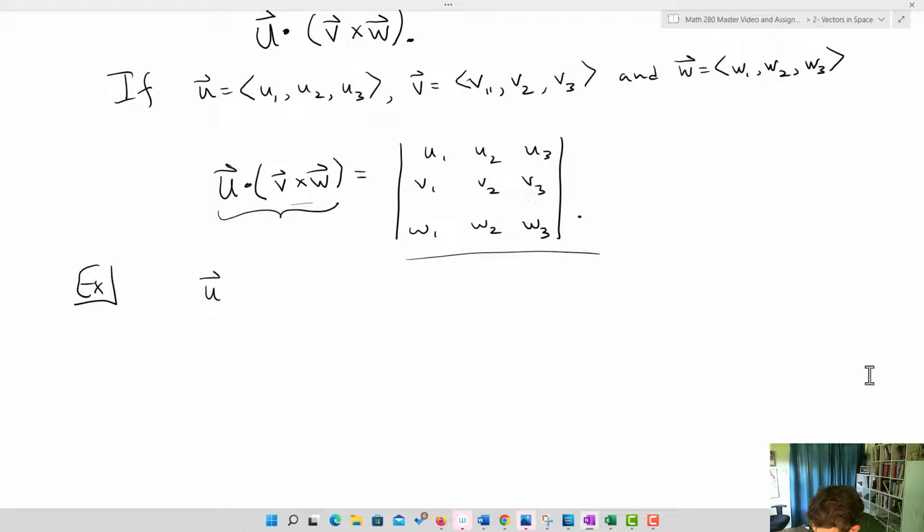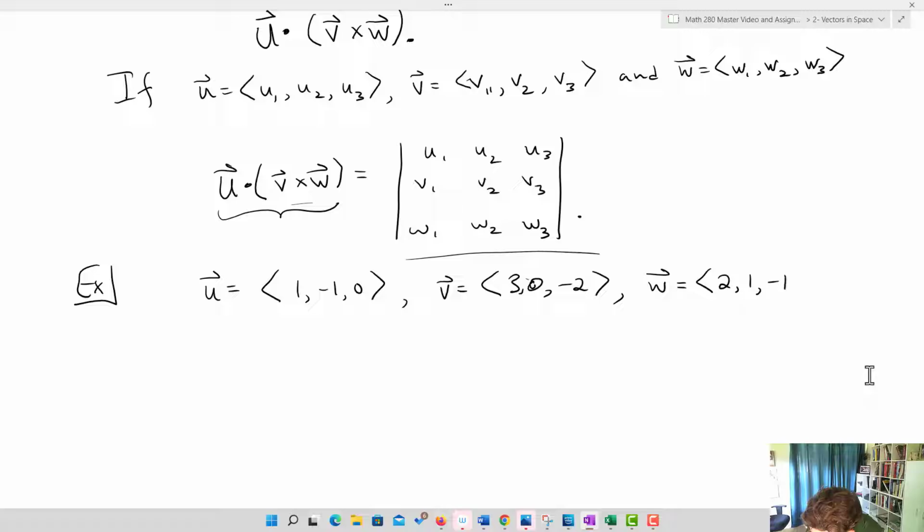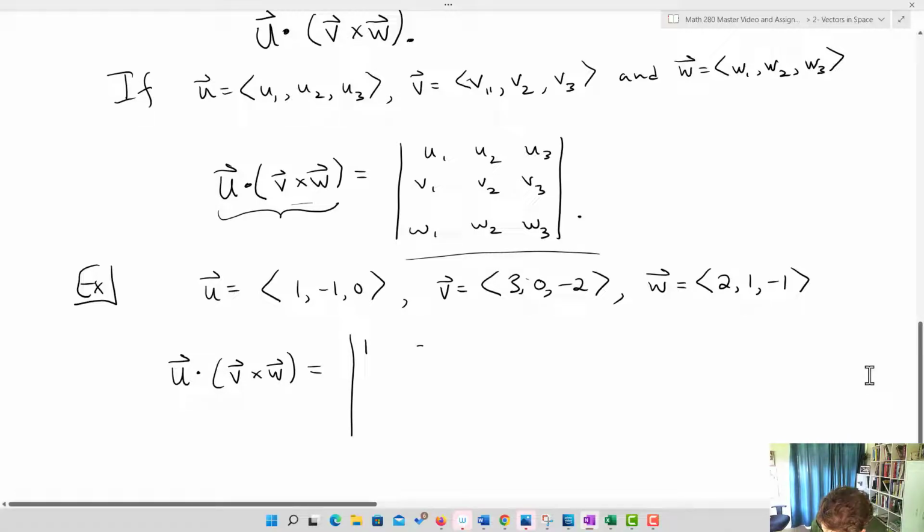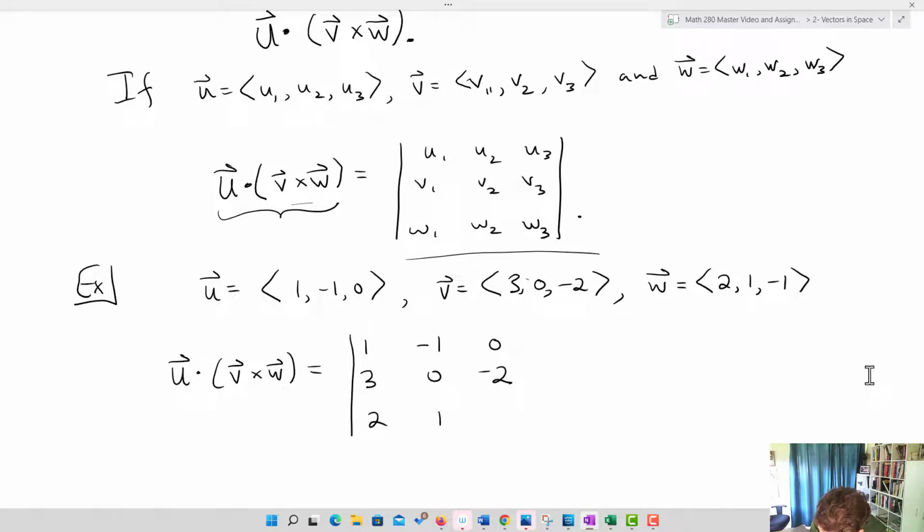We're going to have u equal to 1, negative 1, 0. We're going to have v equal to 3, 0, negative 2. And we'll have w equal to 2, 1, negative 1. Now, what we'll do is take the triple scalar product, u dotted with v cross w, which will equal the determinant of the array 1, negative 1, 0; 3, 0, negative 2; 2, 1, negative 1.